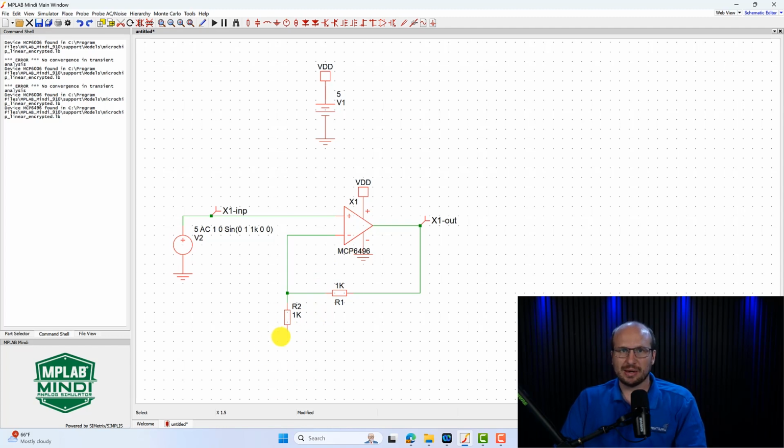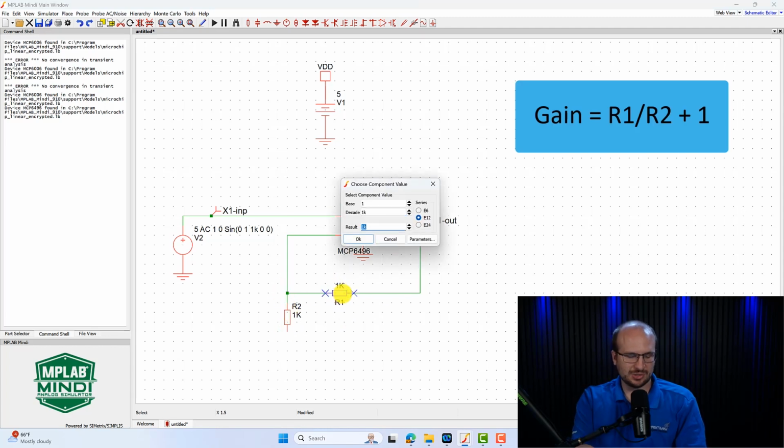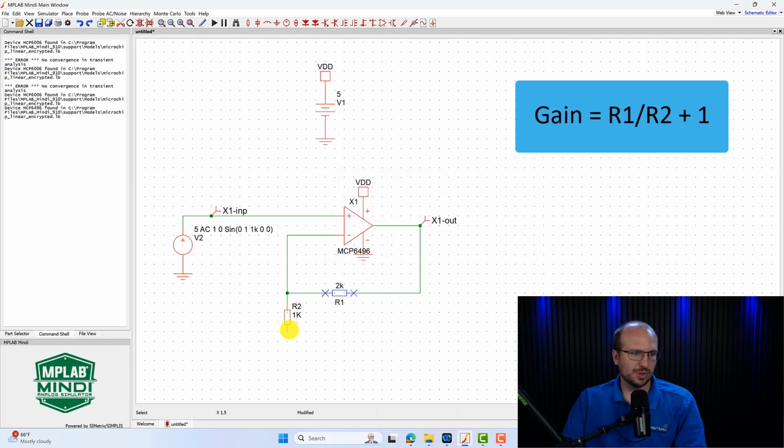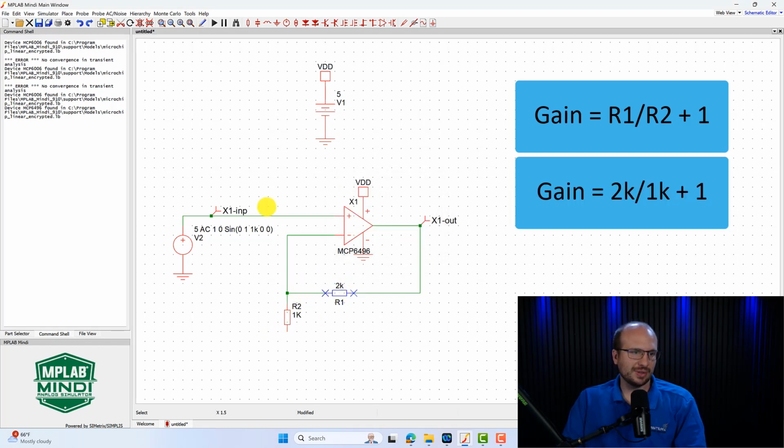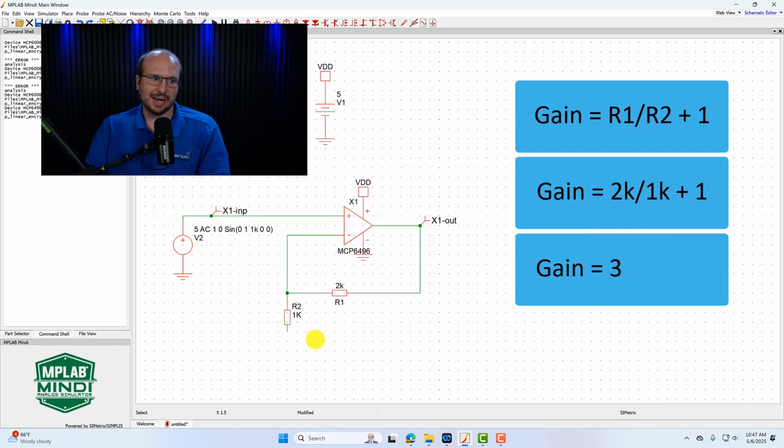So let's talk about the non-inverting amplifier first. The gain of the non-inverting amplifier is going to be R1 divided by R2 plus 1. In this case, let's say this is 2K and this is 1K. Then the gain of this circuit will be 2 divided by 1 plus 1. So the gain will be 3. So let's test that out.